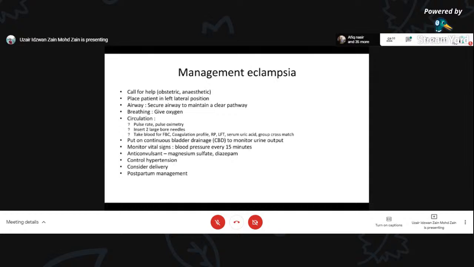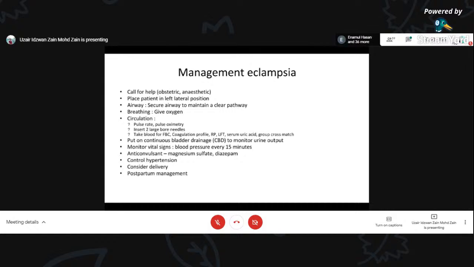So eclampsia itself is an obstetric emergency. So kalau your lecturer asks during your exam during your CP, how do you manage this case? First of all, you have to say this is an obstetric emergency. So that would be your opening statement. This is an obstetric emergency. I would like to call for help, calling my senior, calling the obstetrician, and inform anesthetic and the pediatrics.